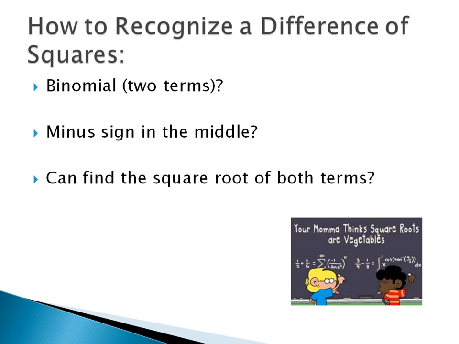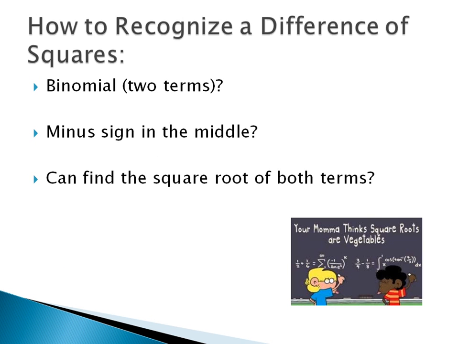How do you recognize when you're dealing with a difference of squares factoring problem? Well, first, are you dealing with a binomial? Binomial meaning two terms. Is there a minus sign in the problem? Usually the minus sign is in the middle. And can you find the square root of both terms?